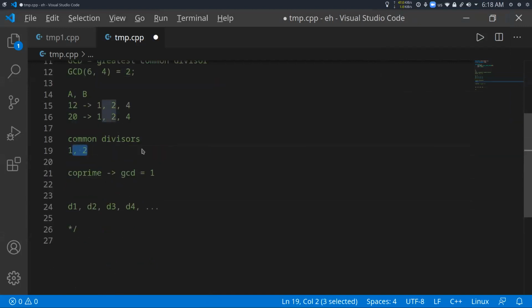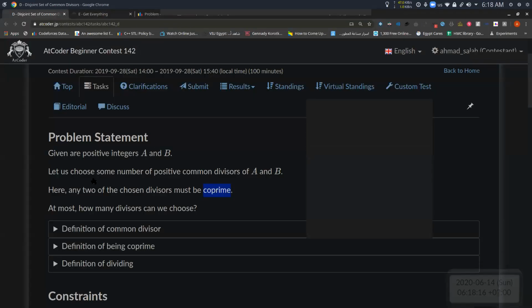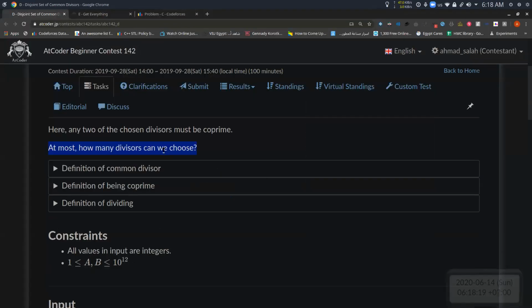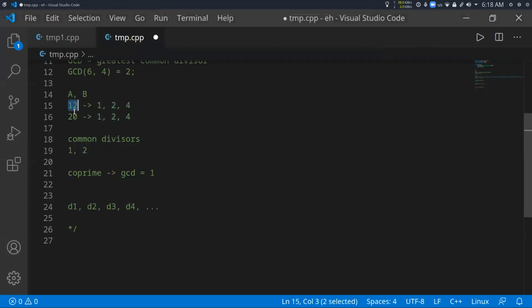So he wants us to output at most how many divisors we can choose. The at most means the maximum number of common divisors we can choose such that they are all coprime. So for this input, we'll print 2. That's it.